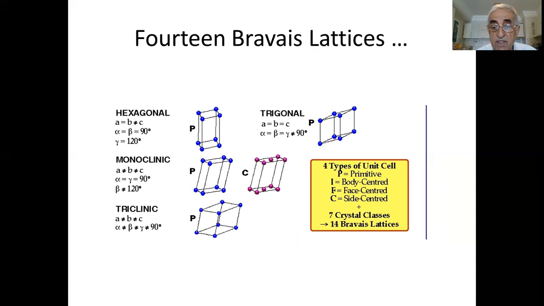So we have 4 types of unit cell: primitive, body-centered, face-centered, and side-centered. While crystal classes, we have 7 crystal classes, and the total Bravais lattices are 14.